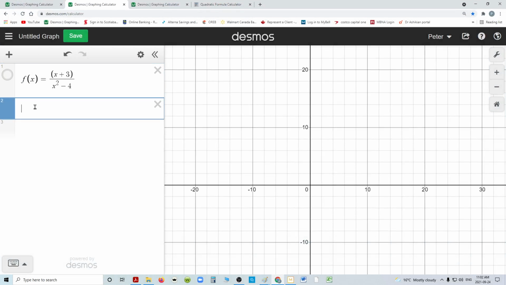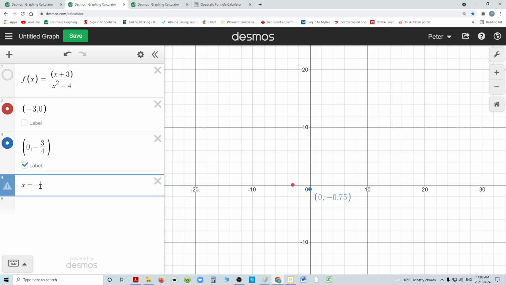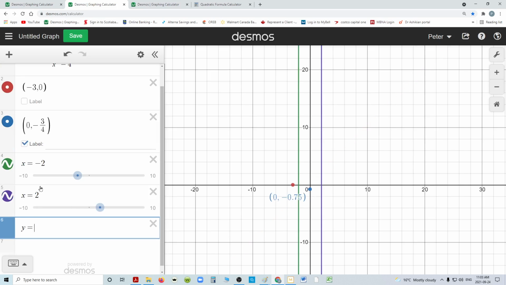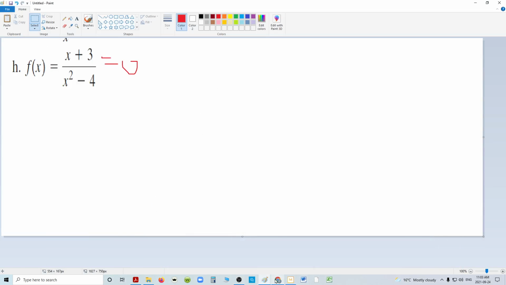So we know a couple things. We know minus 3 comma 0. What else did we figure out? Halfway between, we know 0 comma negative 3/4. We know x is equal to minus 2, x is equal to 2, y is equal to 0. So we know that. And we also know it goes way up here. So now we have to figure out the derivatives.